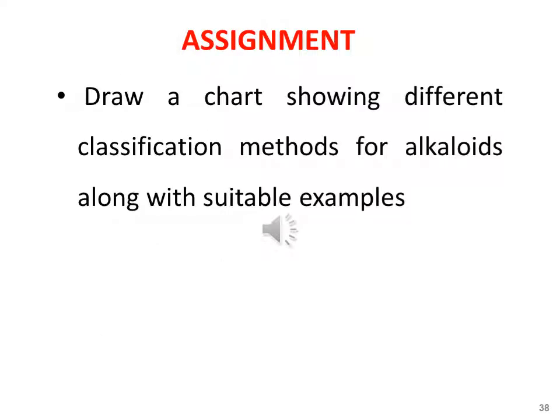All those alkaloids that possess a tropane ring structure are categorized as a tropane alkaloid. An example of a tropane alkaloid is atropine, since it contains a tropane ring structure. The structure of atropine is shown on this slide.